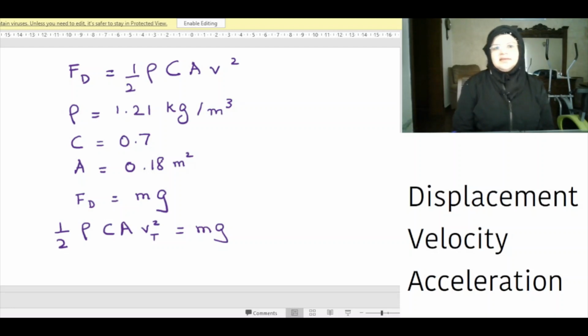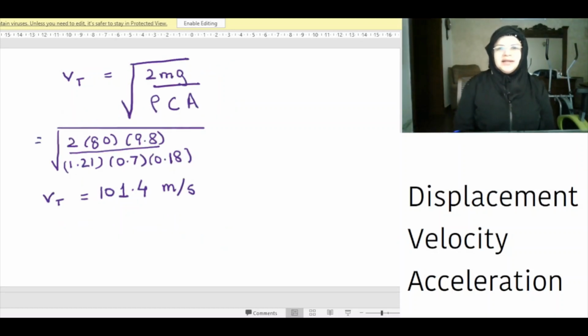In this case, the gravitational force is equal to the drag force. Ft, which is the drag force, is equal to the gravitational force, that is mg. Drag force is equal to half rho C A vt squared, which is equal to mg. We need to find vt, that is the terminal velocity that is reached before the parachute is open. vt is equal to the square root of 2mg over rho C A.